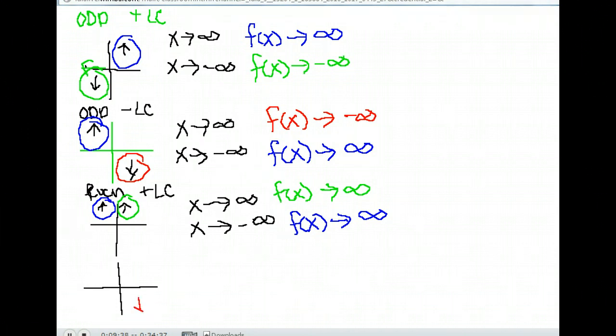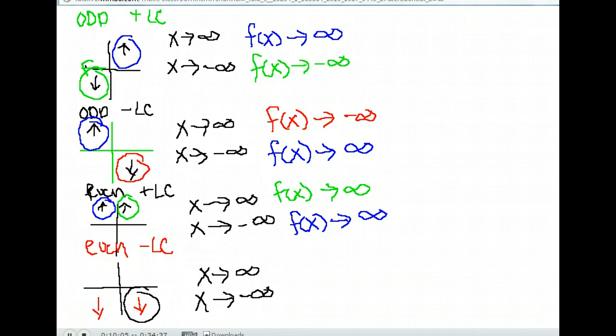All right, what about our last case, which is when we have an even degree and a negative leading coefficient? That's like a parabola with a negative in front, which made it go upside down. That's what we have going on here. Let's describe it with our x's. Okay, as x goes to positive infinity, or the right side of the graph, f of x is going down to negative infinity. And what happens on the left side of the graph? The same thing.